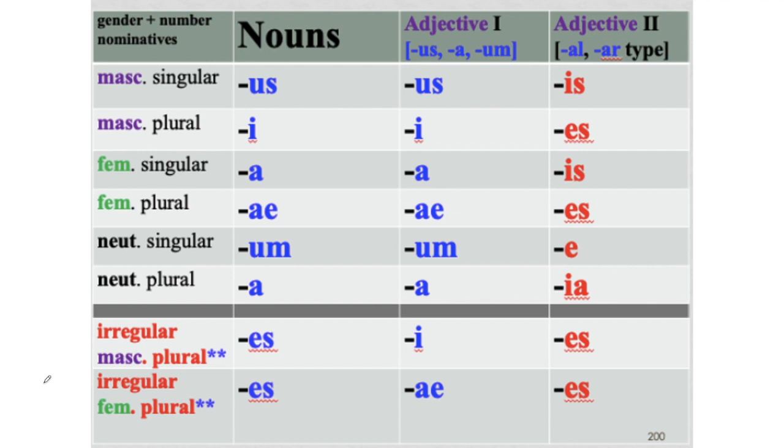So here goes. When I first looked at this table, I was scared because it was just a bunch of letters and it didn't make sense to me. But the key thing you have to remember with this table is the columns at the top. So we have a noun column. If the word you're looking at is a noun, focus on this column. Don't look at the other two. If the word you're looking at is an adjective, then you have to figure out what kind of adjective it is, Adjective 1 or Adjective 2. And I'm going to show you how to do that.